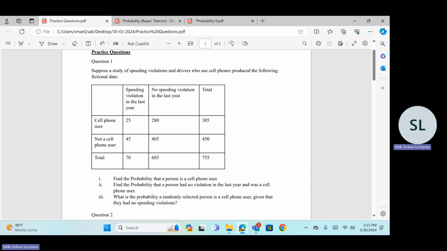Okay. Then first, in the row side, we have the number of cell phone users and those who are not using the cell phone. Then speeding violation and no speeding violation. Then answer part 1 and part 2.